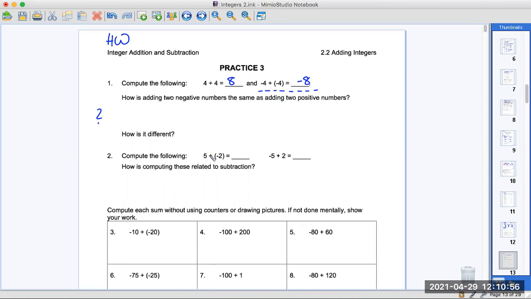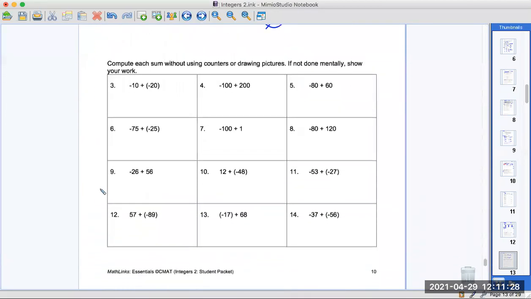Compute the following. 5 plus negative 2 is the same as 5 minus 2, which is 3. And negative 5 plus 2, 1, 2, 3, 4, 5, and then 2 positives. These go away, it's negative 3. Okay, how is computing these related to subtraction? So think about that.